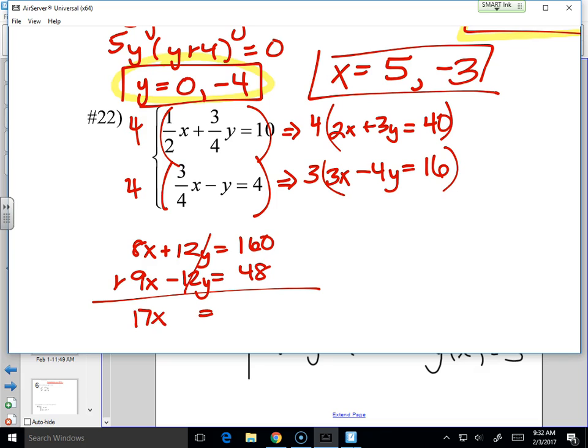17x, booyah, eliminated, equals 208. X equals... if it goes in evenly, has anybody figured that out? What's 208 divided by 17? Ew, nothing nice. Let's do math fraction, see if it reduces. We're just cheating with our calculator. Nope, it doesn't reduce. All right, never mind. 208 over 17.